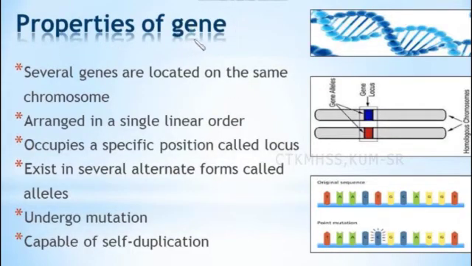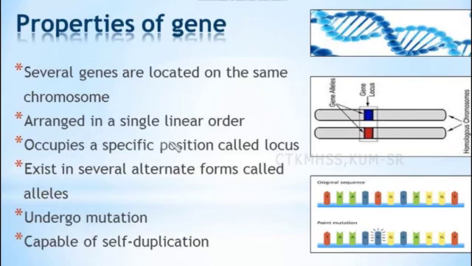So, what are the properties of gene? First one, several genes are located on the same chromosome. We know the number of chromosomes is less when compared to the number of genes. So, each chromosome contains several genes. These genes are arranged in a single linear order, like beads in a string.